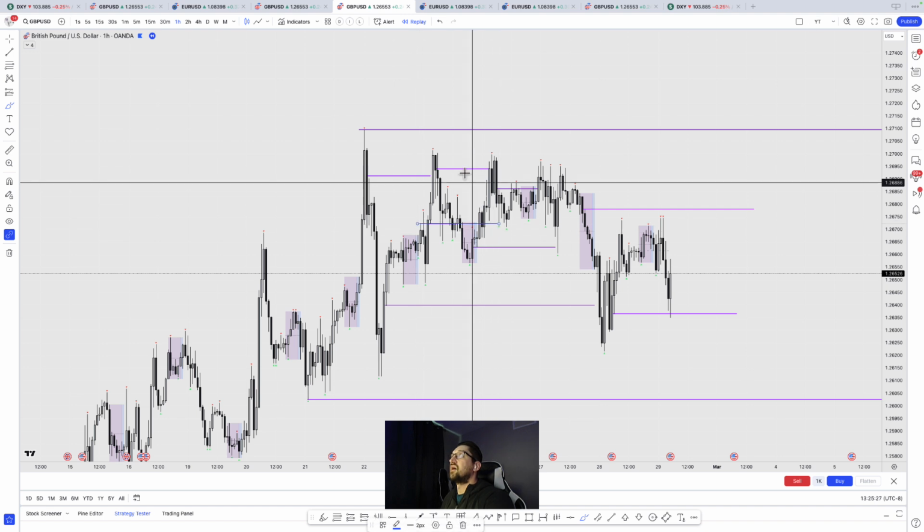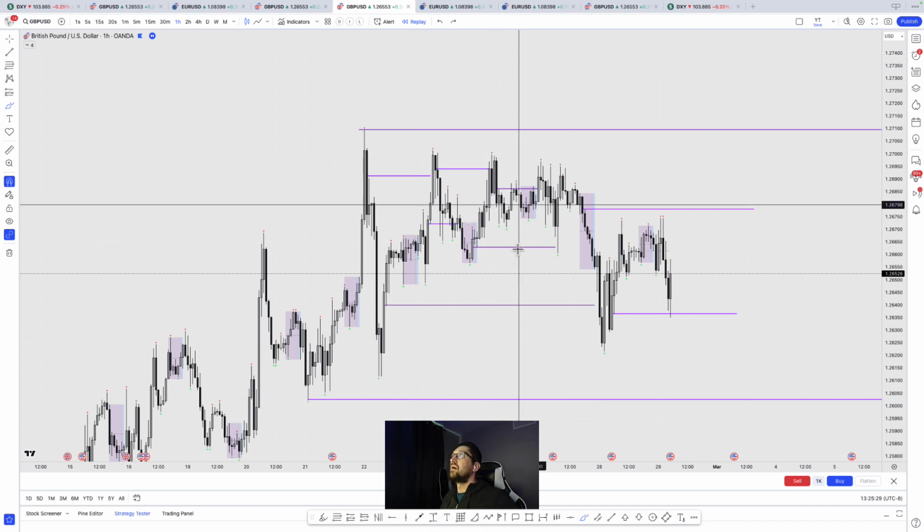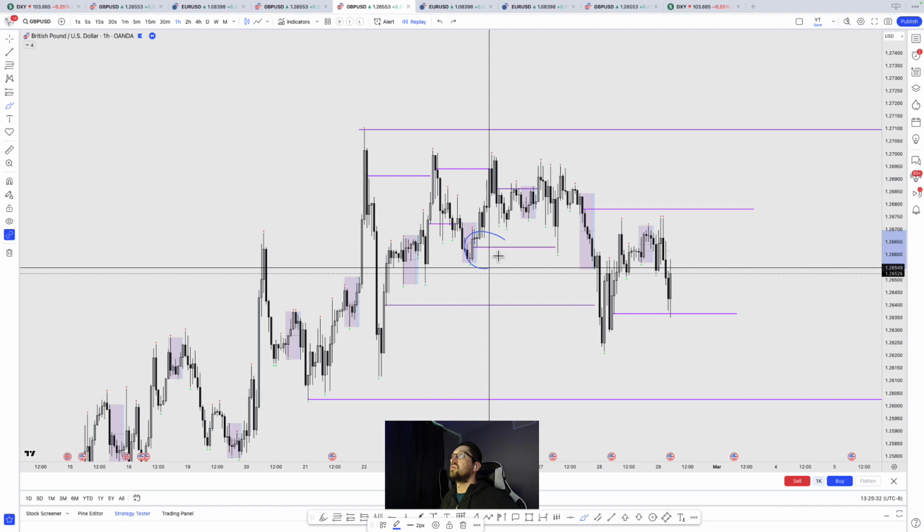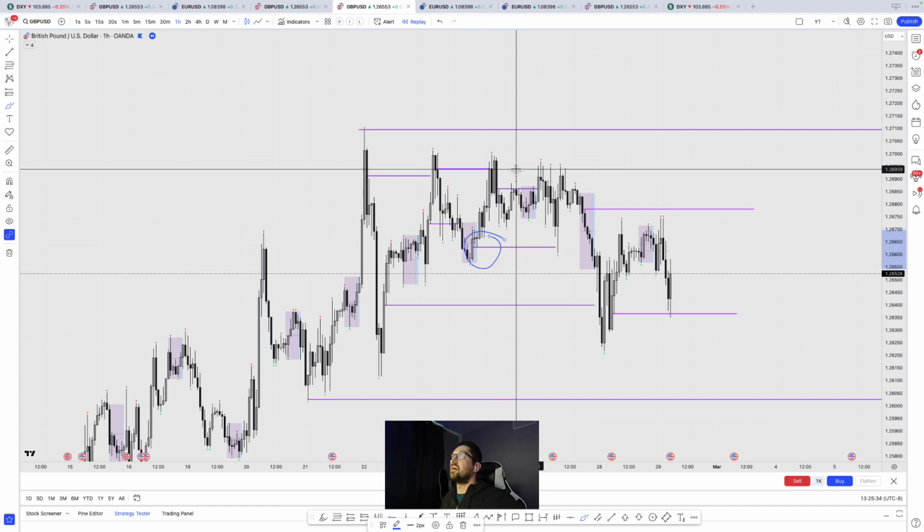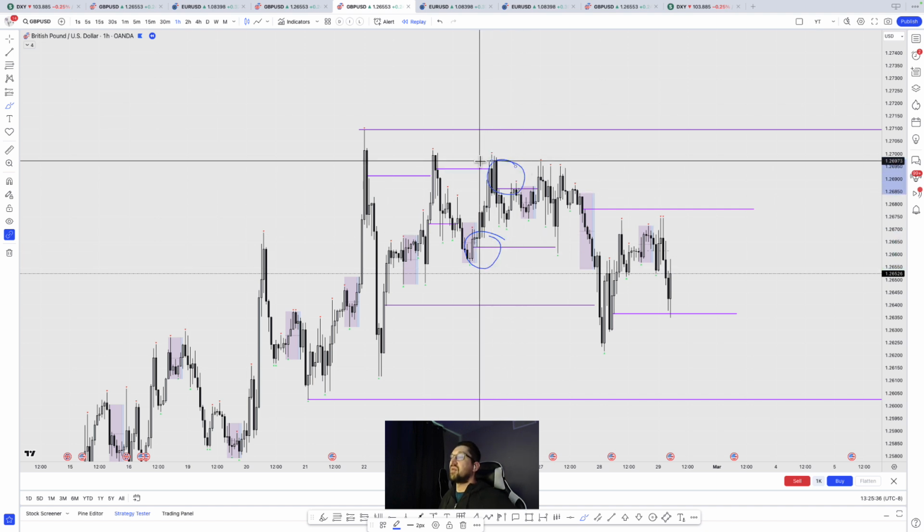Good area to buy, good area to sell. This for me would not be a high quality point to buy off. This for me would not be a high quality point to sell off.